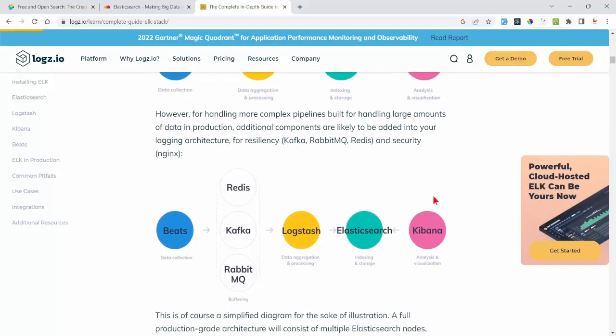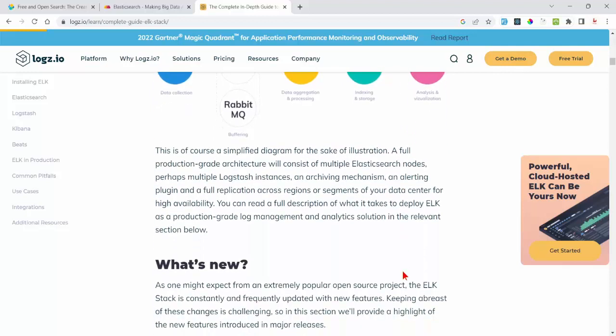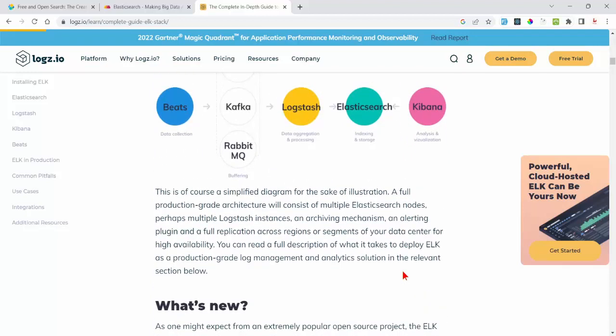They are discussing further more complex systems like Kafka, RabbitMQ, Redis, and Nginx. Of course, we'll touch a little bit on Nginx to serve Kibana in Nginx at the localhost. So that is the overall picture of ELK.